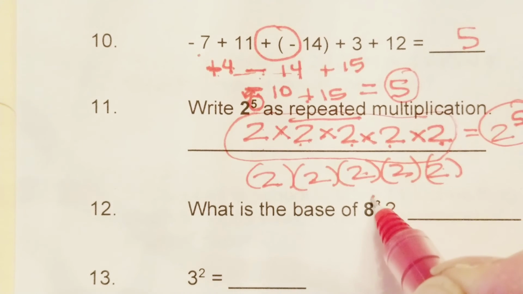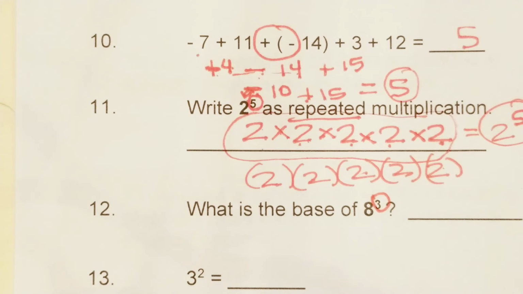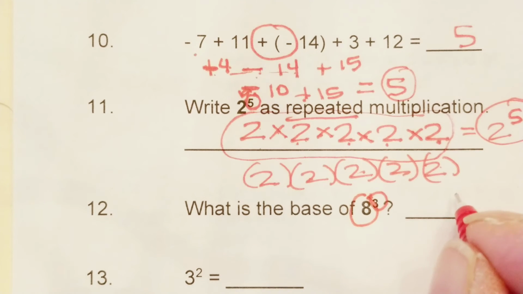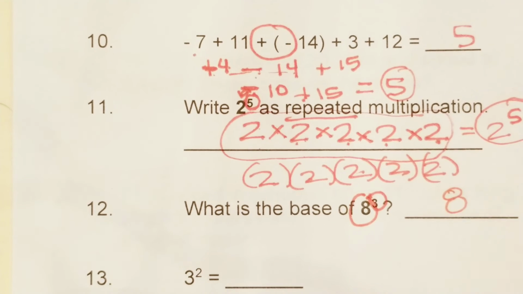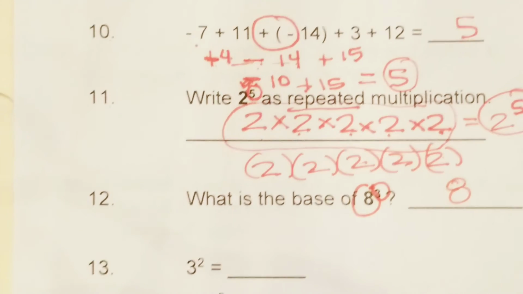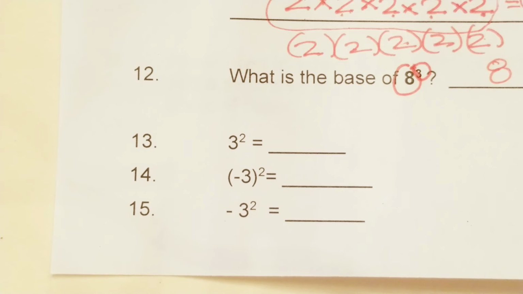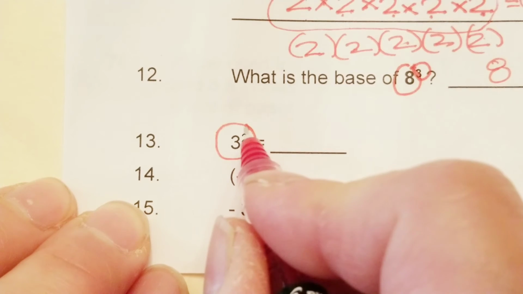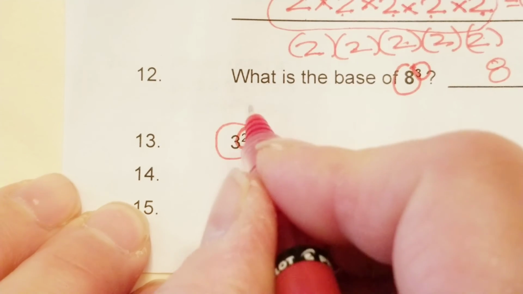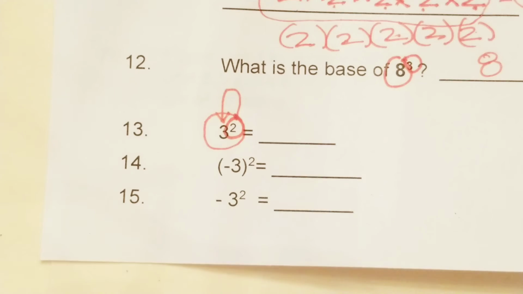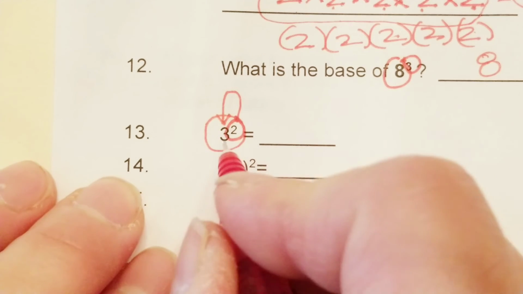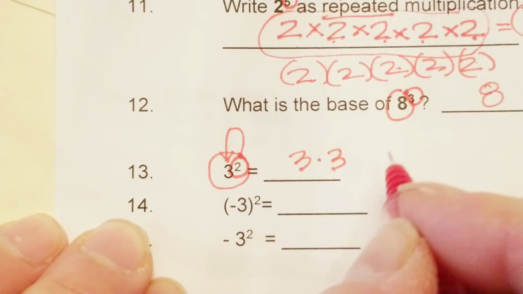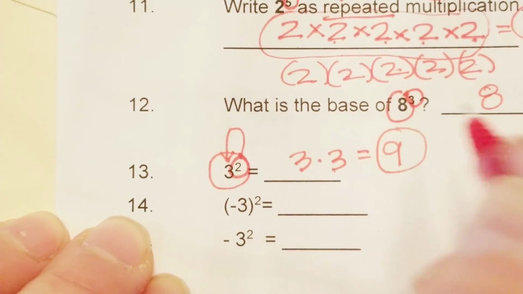So our exponent is our 3, if you remember when we're working with bases, and our base is the whole number of 8. So the base of 8 to the 3rd power is 8. Moving on to 13, 3 squared. Again, look at this problem. Your exponent tells you how many times you multiply the base. So you need to multiply 3 2 times, and that gives you 9. So 9 is your answer there.